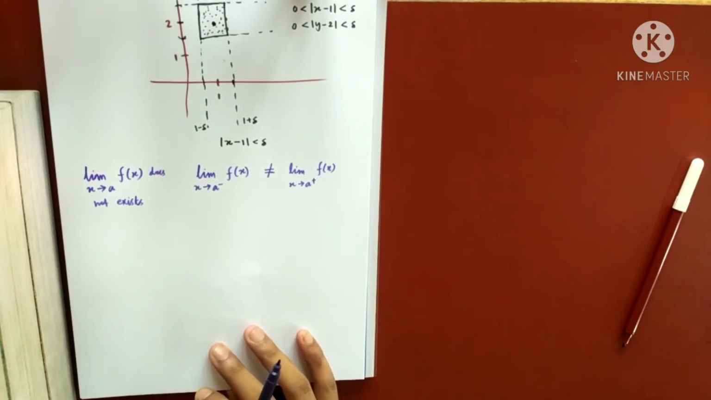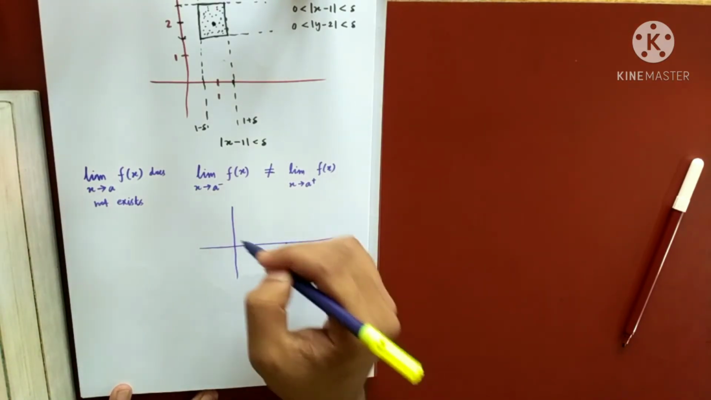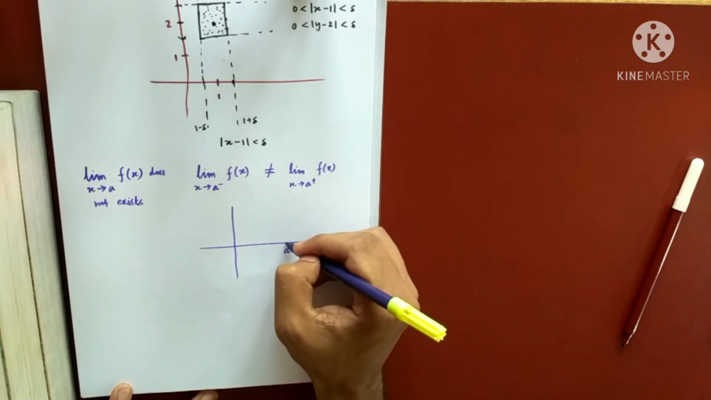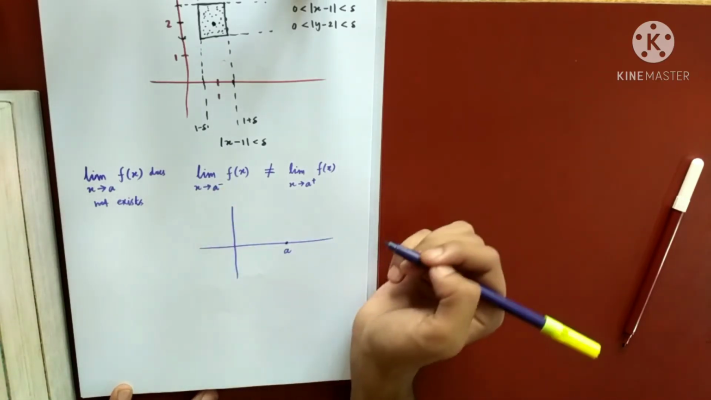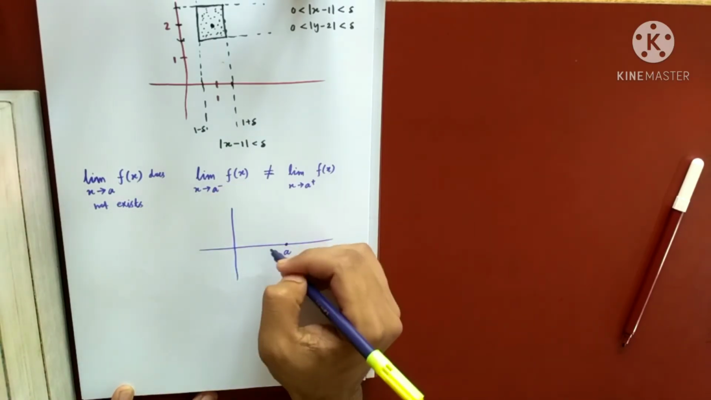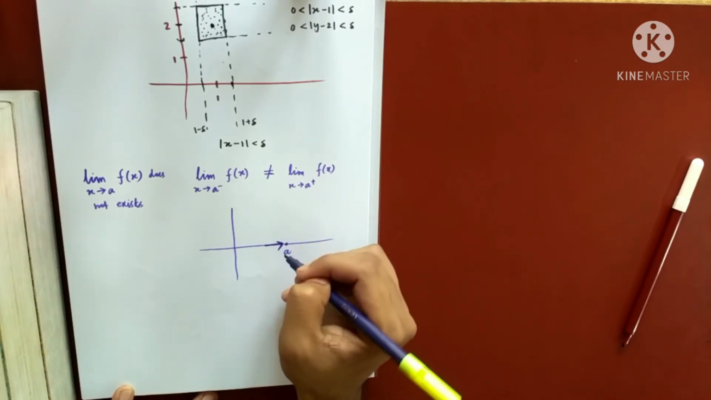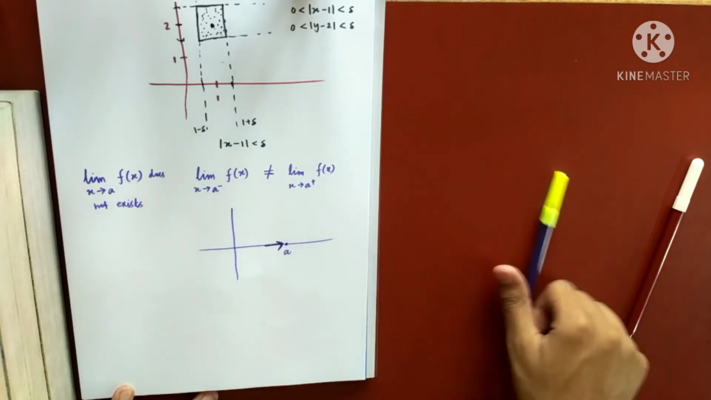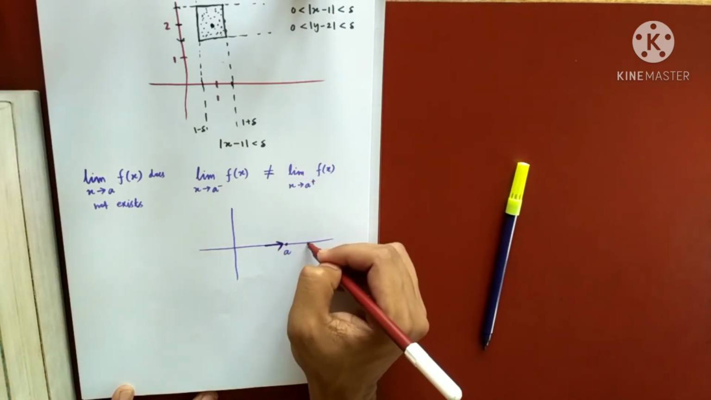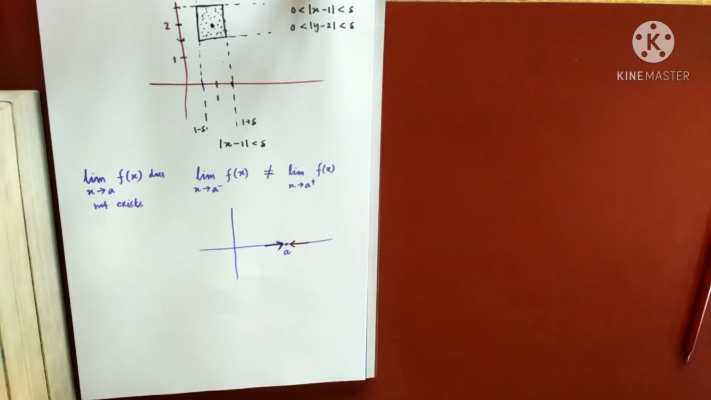Now understand this geometrically. So this point is a, there is some function, I am not drawing the function. So what is the meaning of this? I am approaching a from the left hand side. So we were finding this limit using this path from the left, and we used to find this one when x is approaching a from the right hand side. If these two come out different, we can say that the limit does not exist.